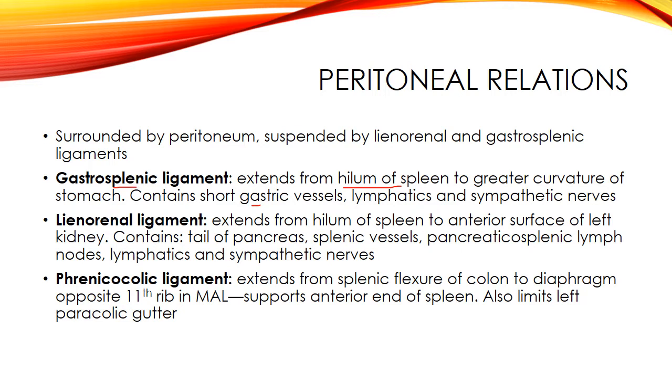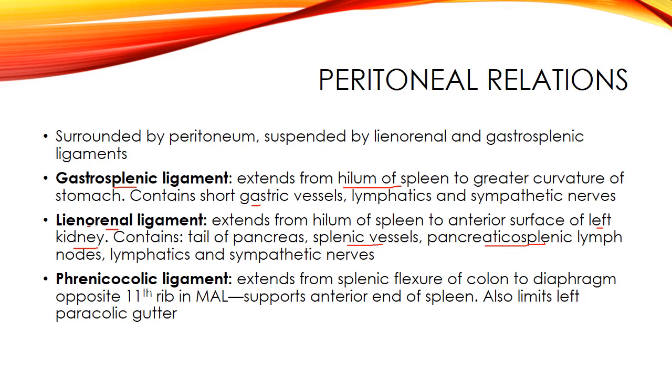We also have a lienorenal ligament which is extending from the hilum of the spleen to the anterior surface of the left kidney. So it is also known as the splenorenal or the lienorenal ligament. This ligament is going to contain the tail of the pancreas, the splenic vessels, the pancreatic or splenic lymph nodes, and other lymphatics and sympathetic nerves as well.